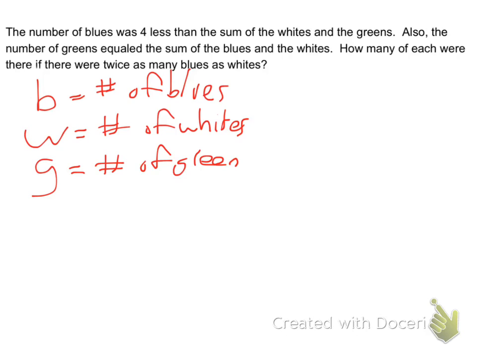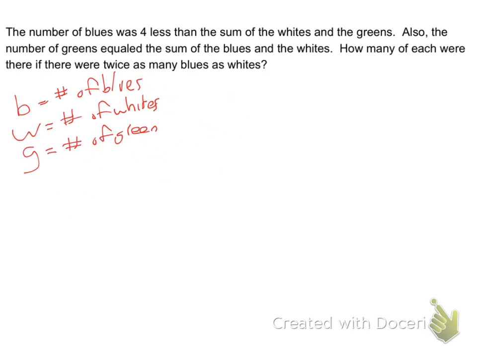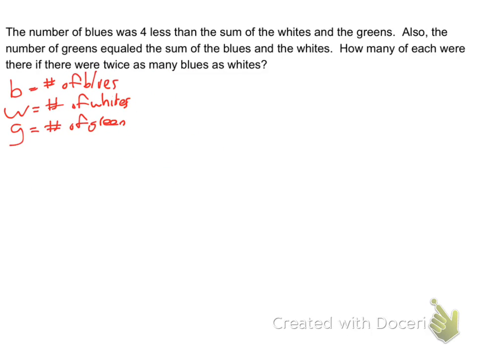Yes, I'm running really fast. I'm just trying to show you. Guys, not every single time am I going to list this. Eventually, at some point, we're just going to say, hey, I'm just going to let B equal the number of blues, W equal the number of whites, G equal the number of greens. So I could go here. I'll make that a little bit smaller, save ourselves some room. So let's go to that first equation again.